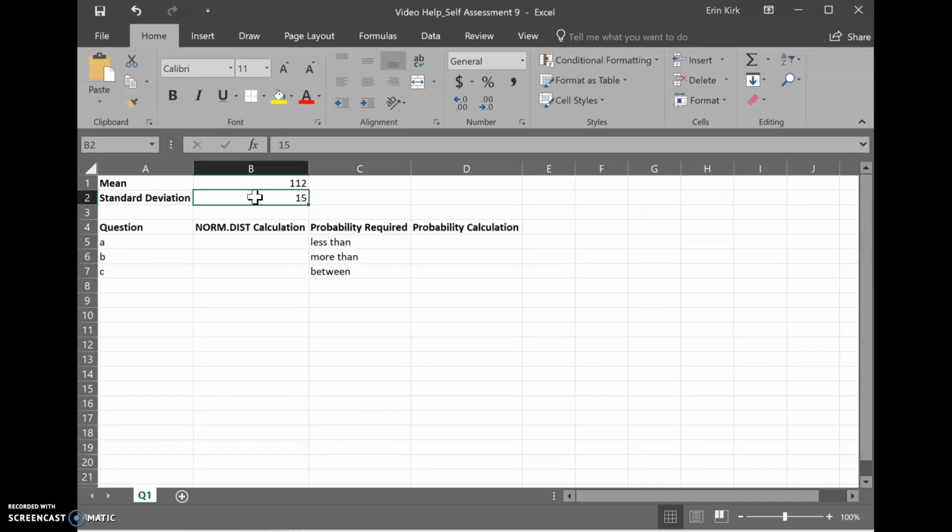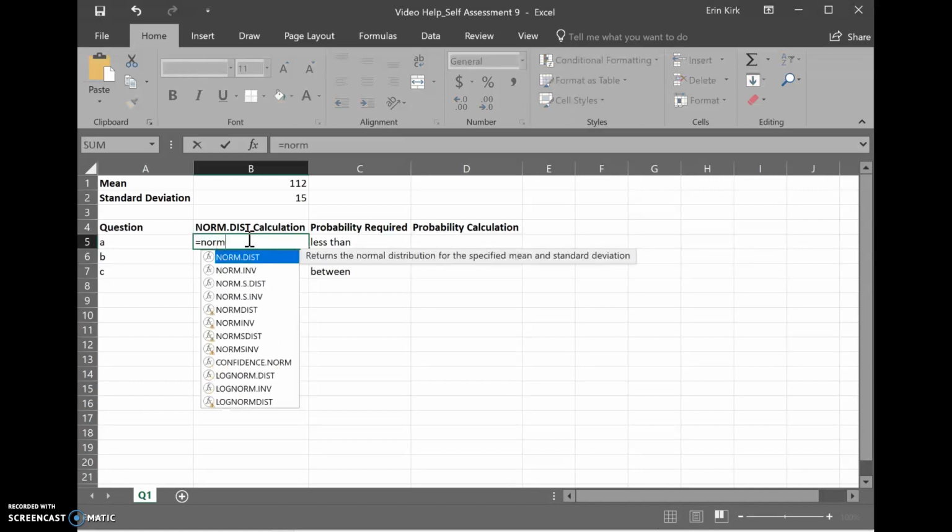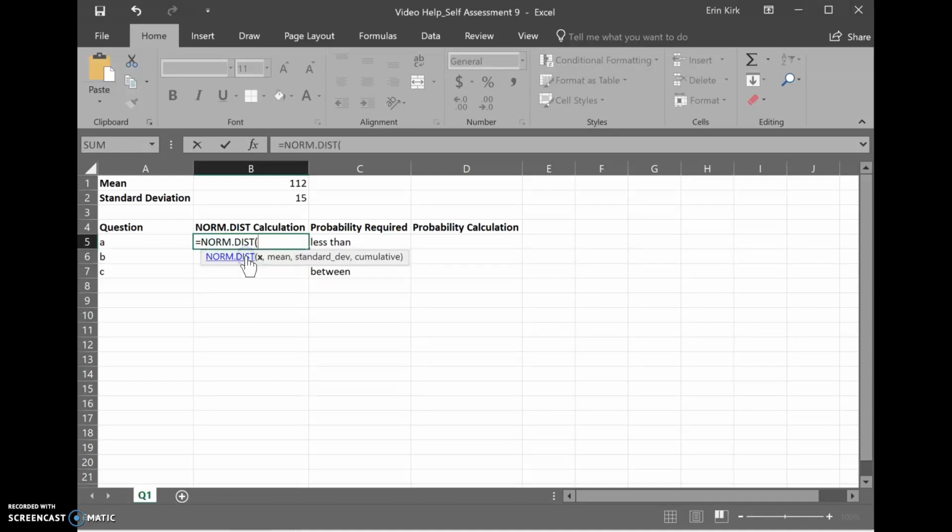In part A, we're asked to find the probability that a randomly selected infant weighs less than 117 ounces at birth. So our value for X is 117 ounces. We're going to use the NORM.DIST function to calculate this. We start with equals. I can start typing. I want the NORM.DIST function, so I can just double click on that.